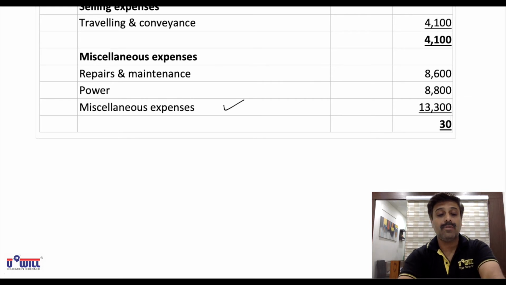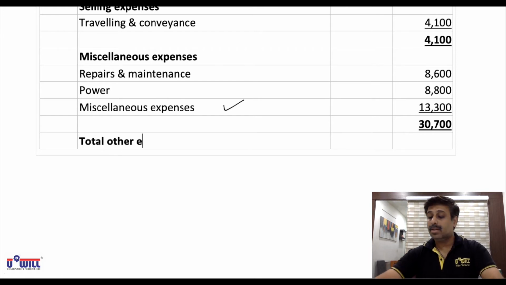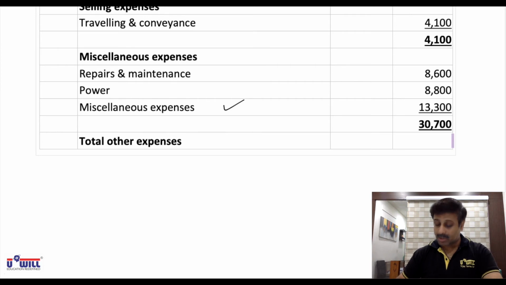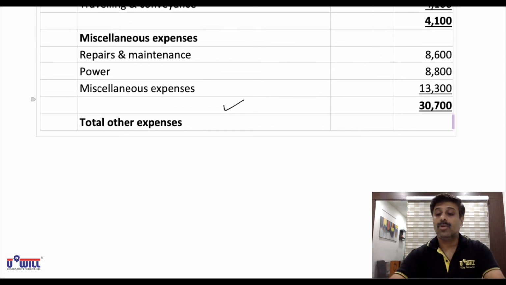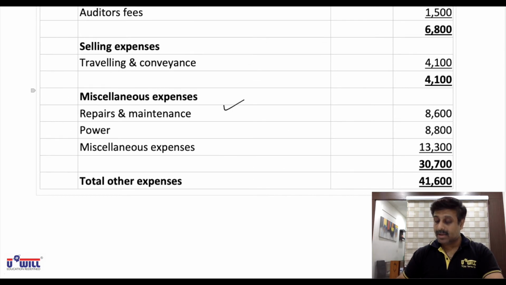And final total of all other expenses, that is 30,700 plus 4,100 plus 6,800, that is 41,600. So all the items have been taken into consideration. Now we will record the things in P&L statement and balance sheet.